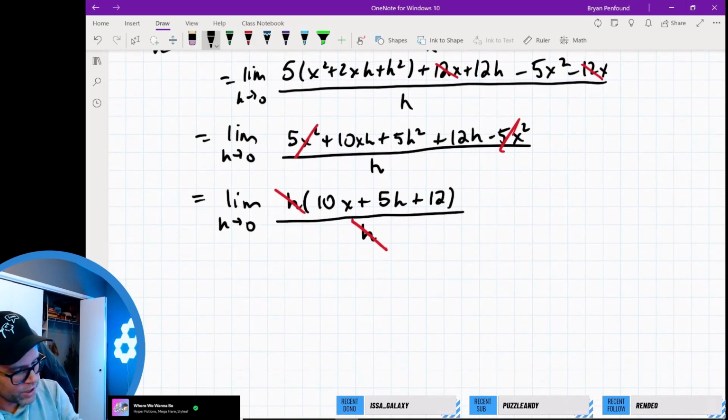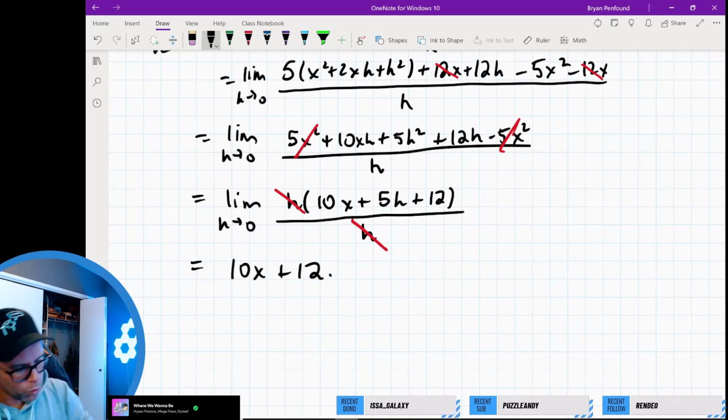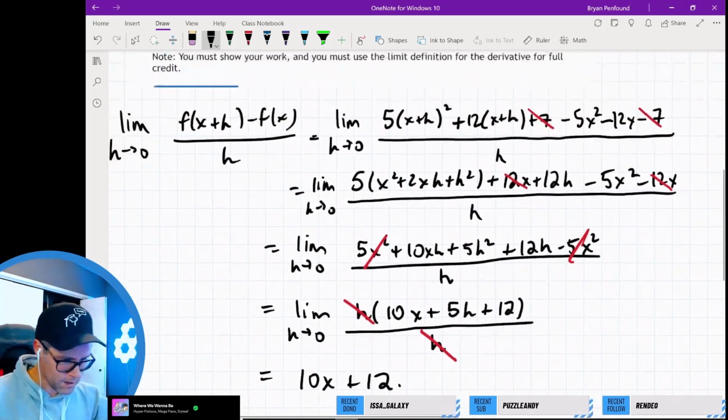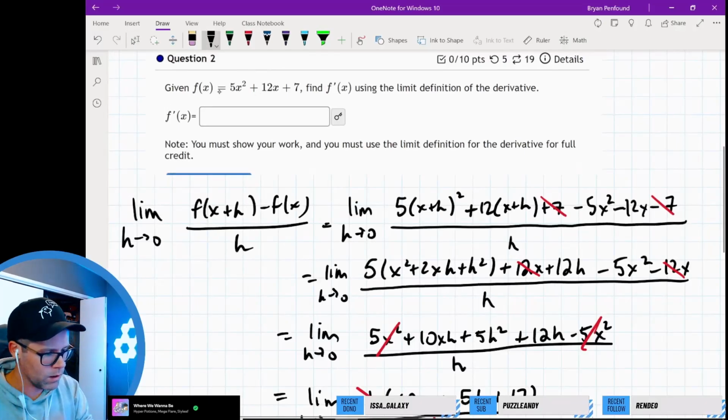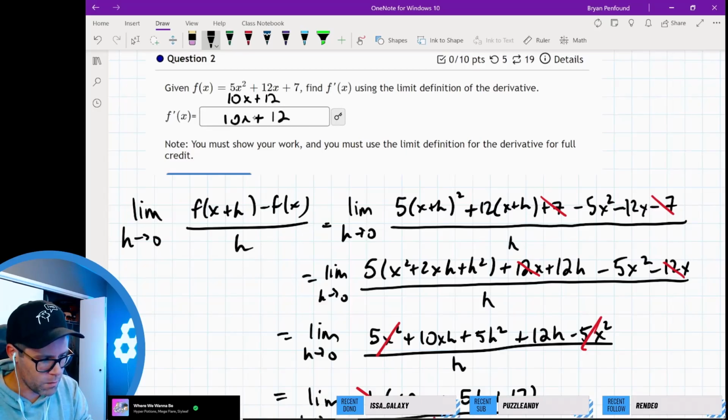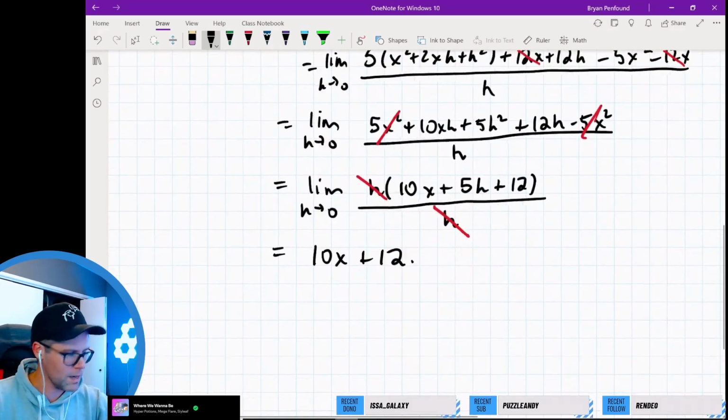And if we set h equal to 0, or let h get closer to 0, this should end up being 10x plus 12, which I think is the correct answer, right? If I take the derivative of this using the power rule, it should be 10x plus. Yeah, okay, so 10x plus 12. I am happy with that. That makes sense to me.